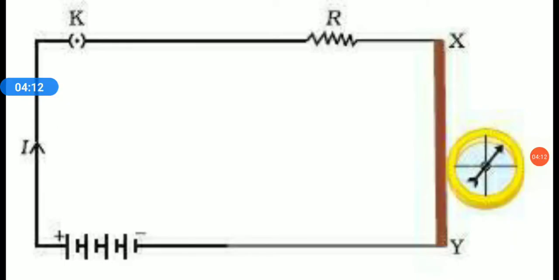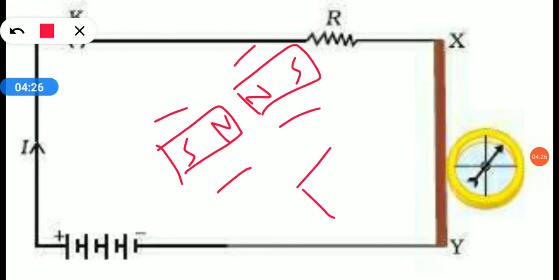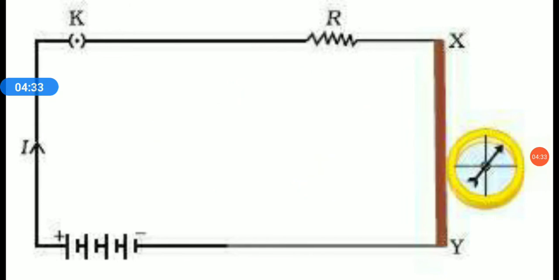Like poles repel, unlike poles attract each other. It means two like poles will repel each other, they will not attract, and two unlike poles will attract each other. The magnetic force between two magnets is greater when the distance between them is lesser, because it depends on distance. This was your introduction.